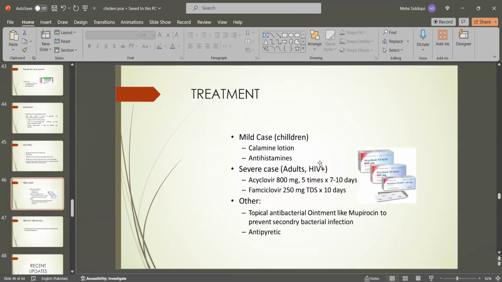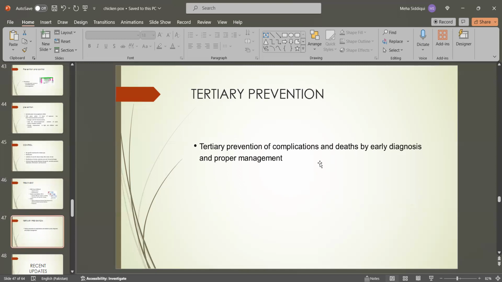Treatment, mild cases, we usually recommend calamine lotion and antihistamines. For severe cases, like in adults and those who are positive with HIV, they are recommended acyclovir 800 mg 5 times and famciclovir 250 mg TDS for 10 days. Other treatment includes topical antibacterial ointment like mupirocin to prevent secondary bacterial infection and antibiotics. Tertiary prevention of complication deaths by early diagnosis and proper management.